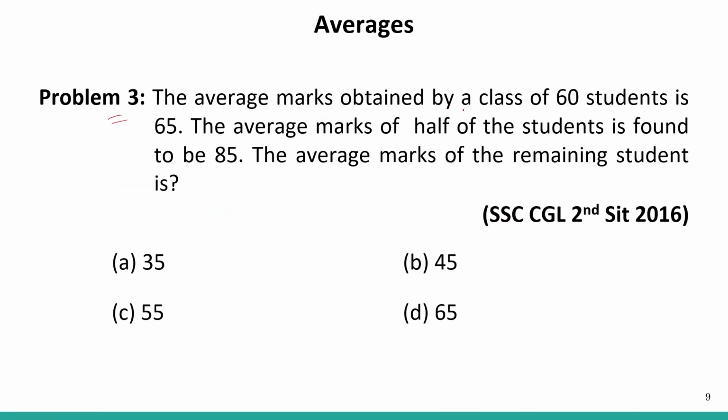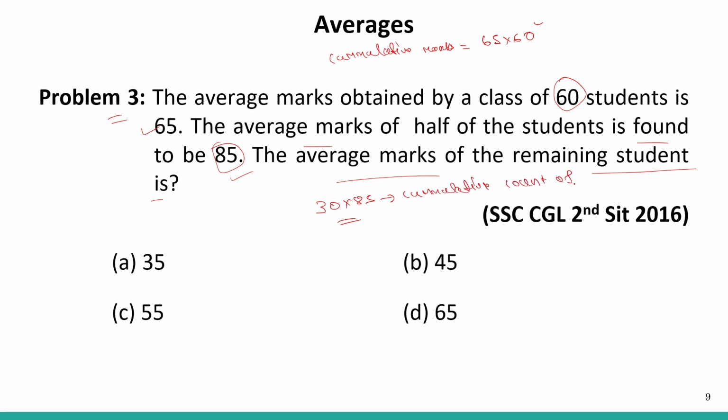The average marks obtained by a class of 60 students is 65, so the cumulative marks are equal to 65 into 60. The average marks of half of the students is found to be 85. So what is the average marks of the remaining students? Total 60 students were there, so 30 into 85 is the cumulative count of half the students. Let's get an overview of how to find the average marks of the remaining students.